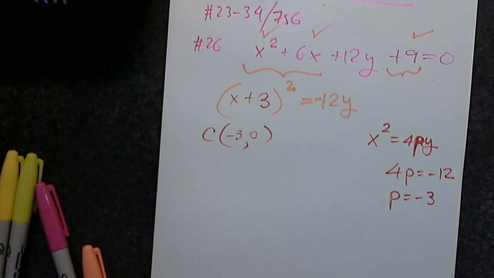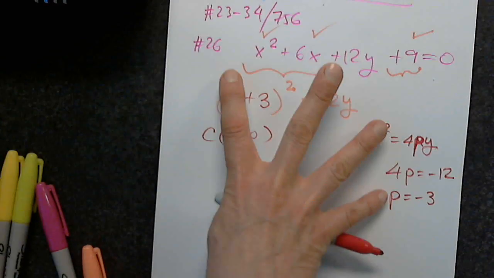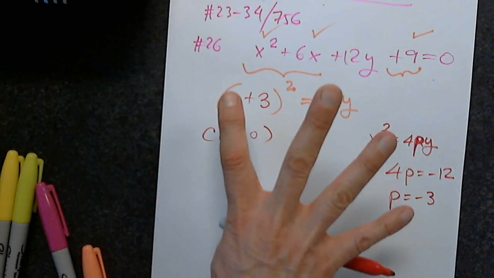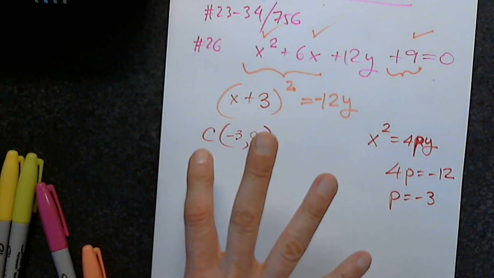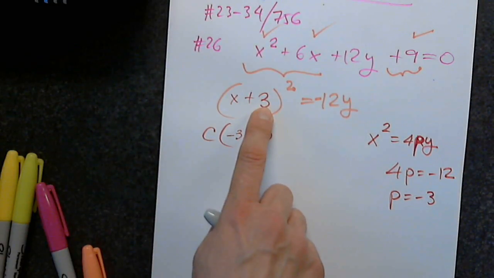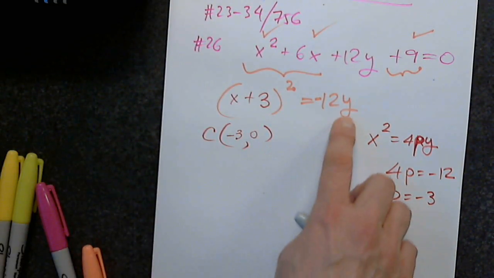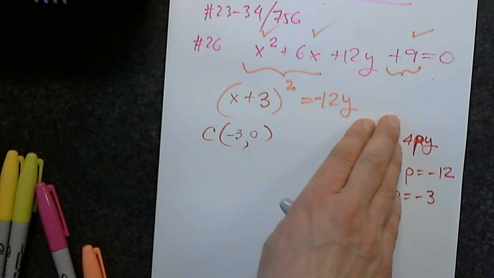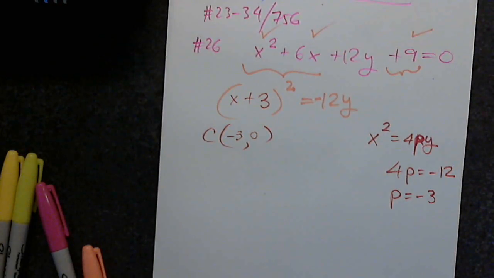Let's see if it works. If I plug in this point, the point has to verify the equation. Otherwise, it's wrong. But yes, of course it's true. So negative 3 plus 3 is 0. This side is 0. And when I plug in 0 here, this side is 0. Good. Okay, next one.